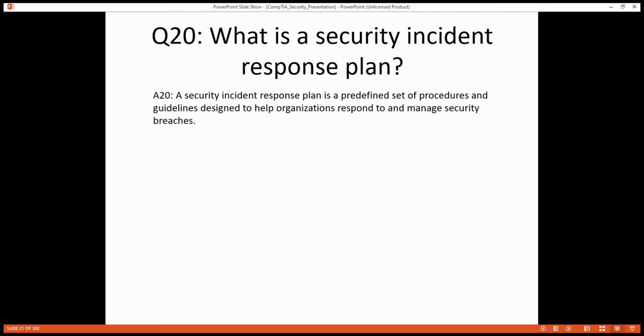Q20. What is a security incident response plan? A20. A security incident response plan is a predefined set of procedures and guidelines designed to help organizations respond to and manage security breaches.